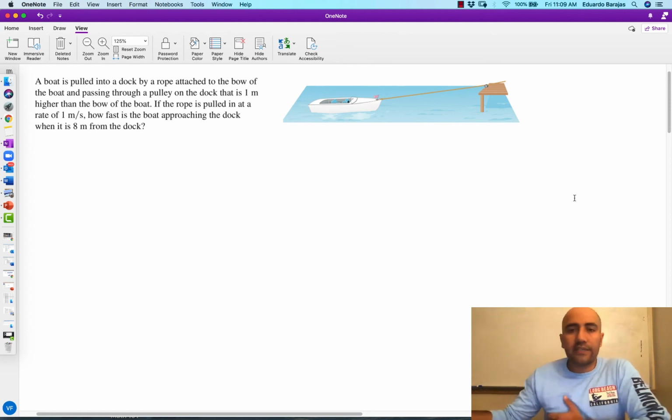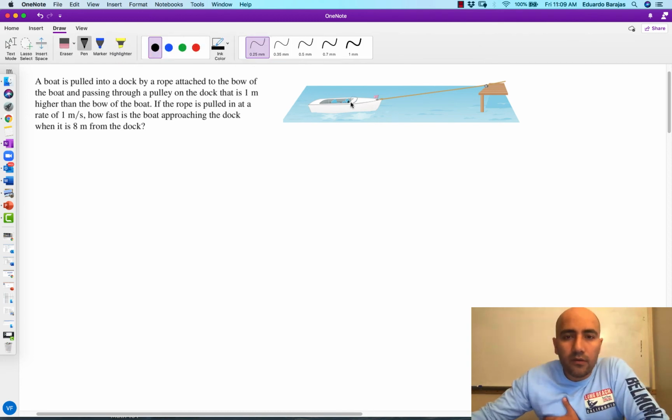Okay, so we have this nice little picture provided by your author here. So we have a boat, it's being pulled into the dock. Here's the pulley right in there. So we have the distance between the boat and the base of the dock along the water. So we have that. We have this distance of the rope, the length of the rope. And then, of course, we have the height.